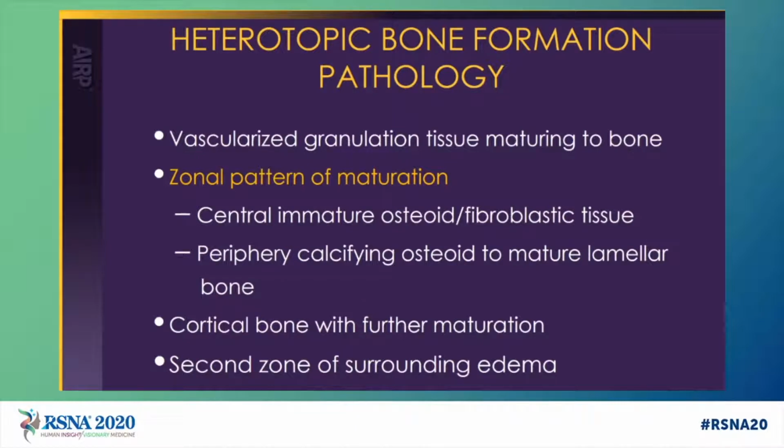This tissue represents richly vascularized granulation tissue maturing to bone. It does so in a zonal pattern, such that there is more mature bone on the outside and less mature bone on the inside. As it matures, you will get development of cortical bone on the outside and trabecular bone on the inside. Now, there's a second zone of surrounding edema, which most people don't discuss. Your pathologist generally will not identify that second zone.